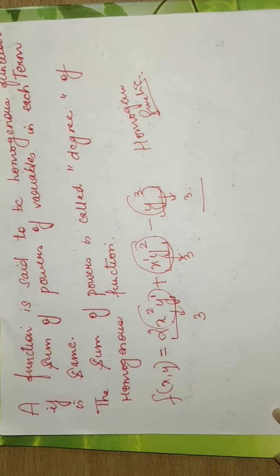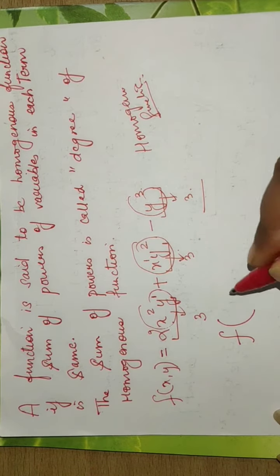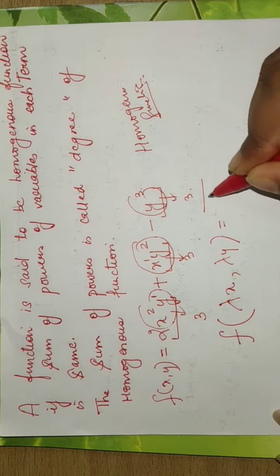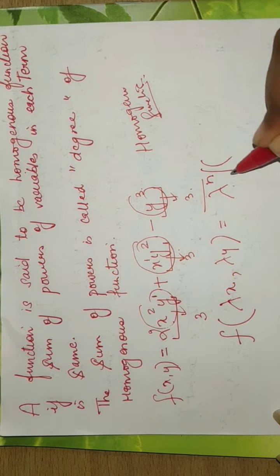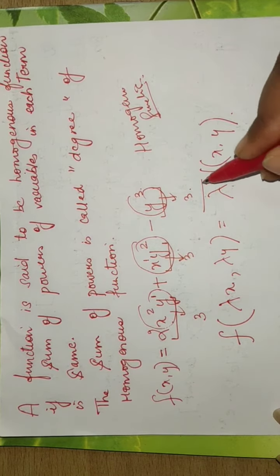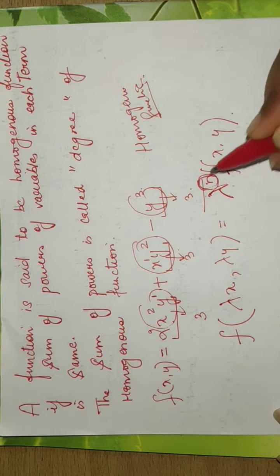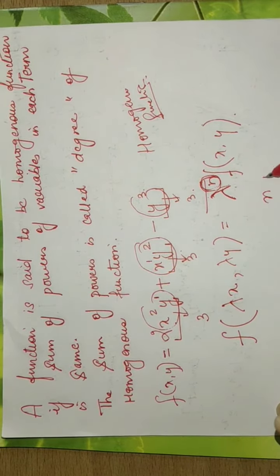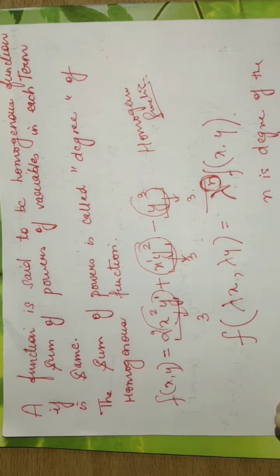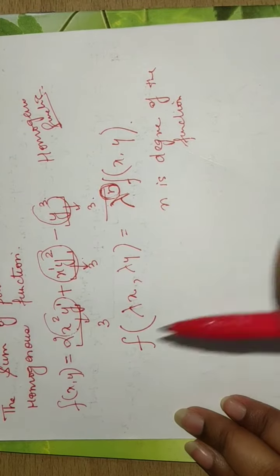This can be simplified in a way, and this can also be written as f of lambda x, lambda y is equal to lambda to the power n into the original function f of x, y, where it is raised to the power n, and n is known as the degree of the function. Right? We move on with this question.